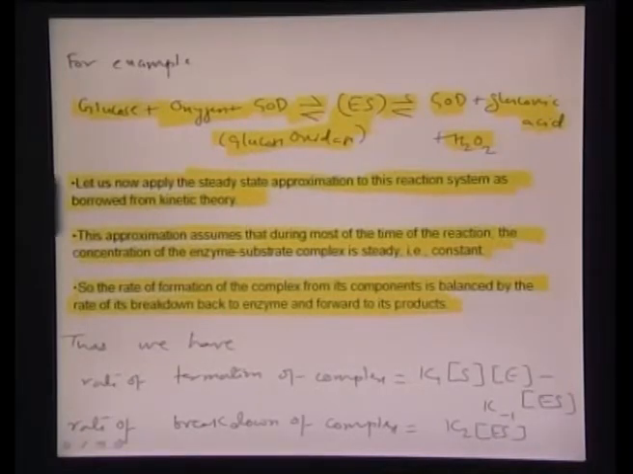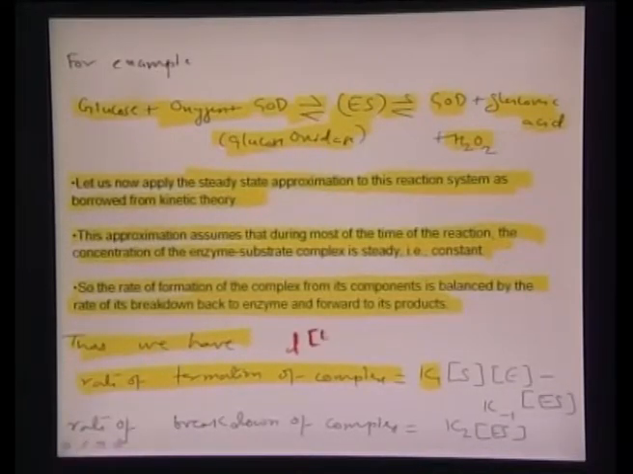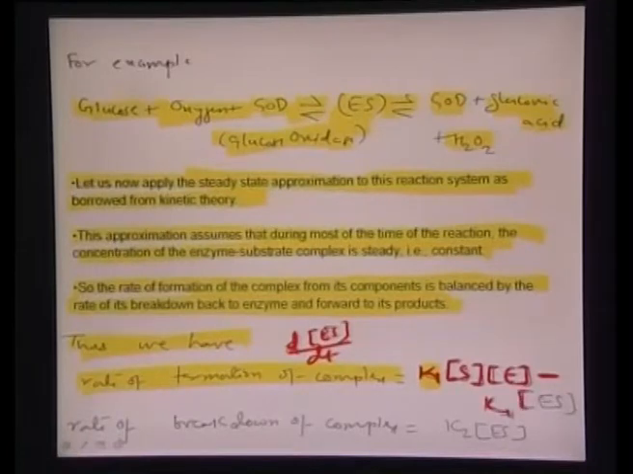Thus we have the rate of formation of the complex represented in this manner. So K1 is the rate constant, so you can have the rate of formation of the complex, that means dES by dt. It's a positive rate, so you are forming essentially K1, which is the rate constant, times the concentration of the substrate times the concentration of the enzyme, minus the reverse rate, which is K minus 1 times the concentration of ES, which also shows the breakdown of ES into individual enzyme and substrate.